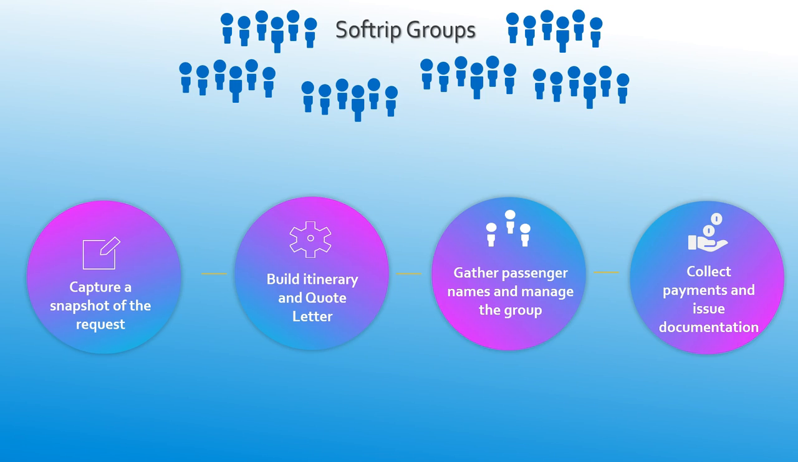Now you can capture a request, build your itineraries, send your quote letters, get a confirmation from your passengers, import your passengers, allow your groups to self-service, add inventory, communicate to your suppliers, collect payments, and send documents to your passengers all in one location.